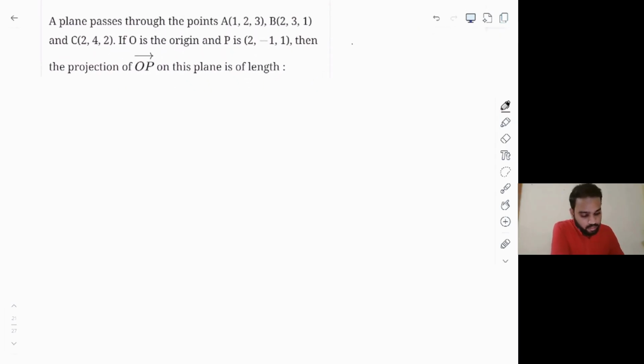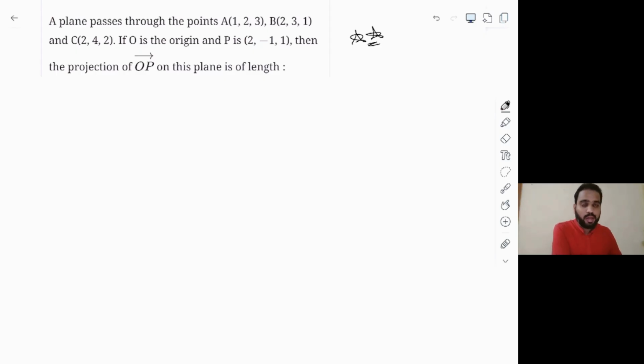Now, this is also one of the very important conceptual questions. Let us try to understand carefully. There is a plane passing through three given points 1, 2, 3, 2, 3, 1, and also point C 2, 4, 2. And if O is the origin and the point P is 2, minus 1, 1, then we have to find out the projection of OP bar on this plane. That is, the projection of OP bar on this plane is of length.